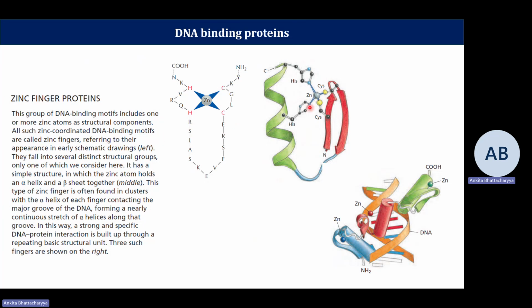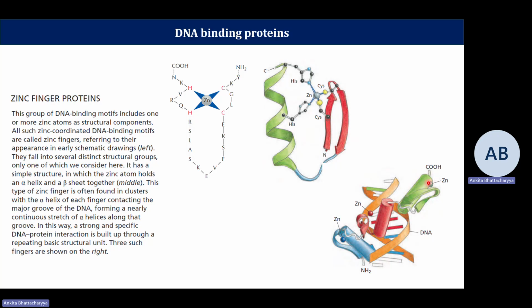Zinc atoms are able to form coordination bonds with histidine residues and cysteine residues, which allows again a lot more structural stability. And using these motifs, they're able to bind to DNA. And again, if you look here, this is your DNA phosphodiester backbone, and close to it, you have this recognition helix, and you have your zinc atom at the center, which is forming coordination bonds.